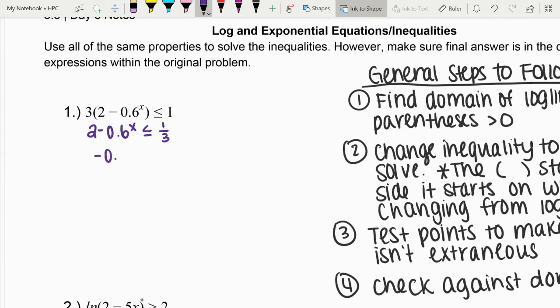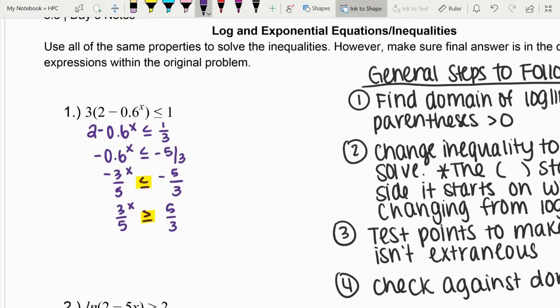So I have negative 0.6 raised to the power of x is less than or equal to negative 5/3. Now I want to change negative 0.6 to be a fraction. So that is going to be negative 3/5 raised to the power of x is less than or equal to negative 5/3. Okay, now I'm going to multiply through by a negative 1. So I have 3/5 raised to the power of x. Make sure when you divide by a negative, we change our inequality sign. We have to flip it. So now it's greater than or equal to positive 5/3.